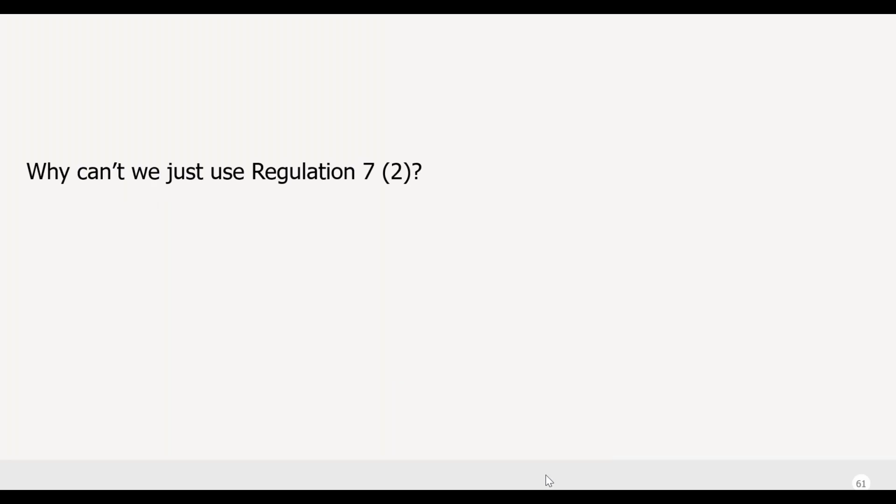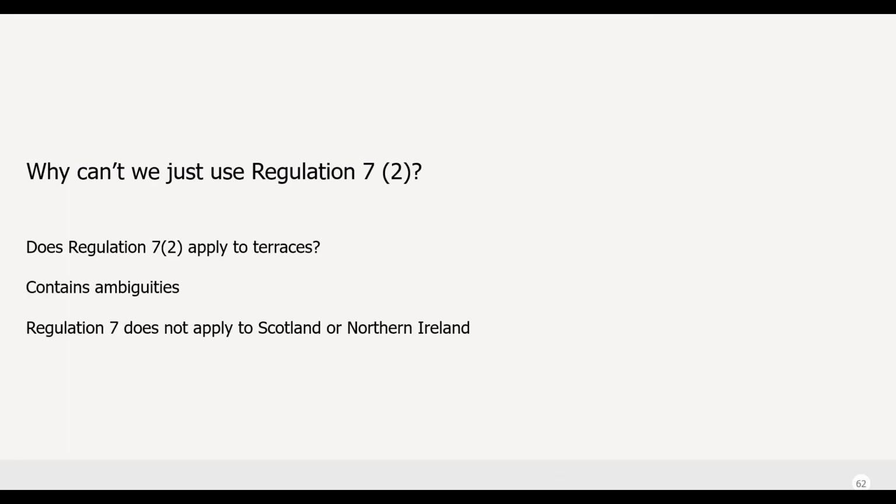So why can't we just use Regulation 7.2? Well, there's a couple of reasons. Next. Firstly, balconies are specified attachments under Regulation 7.2, but are terraces? Does Regulation 7.2 apply to terraces? This is not very clear in the current regulations. There are also ambiguities that need clarification. We should also remember that this is a British standard and used throughout the UK and worldwide, whereas Regulation 7 is a national regulation that does not necessarily apply to Scotland or Northern Ireland. Next.